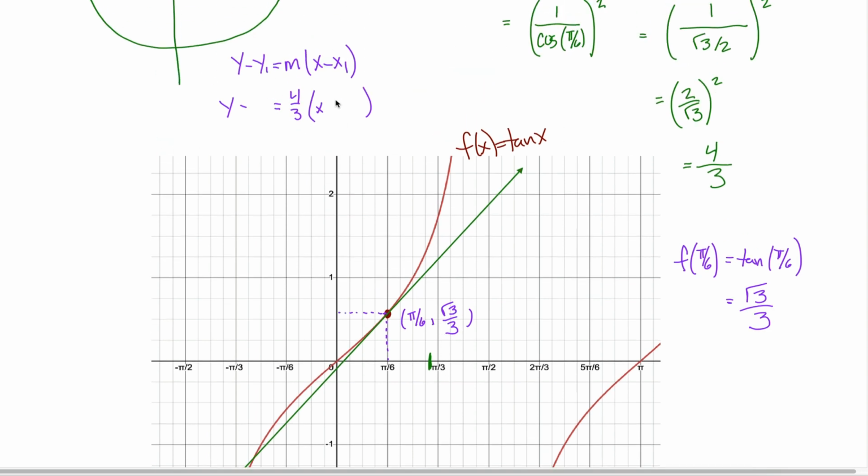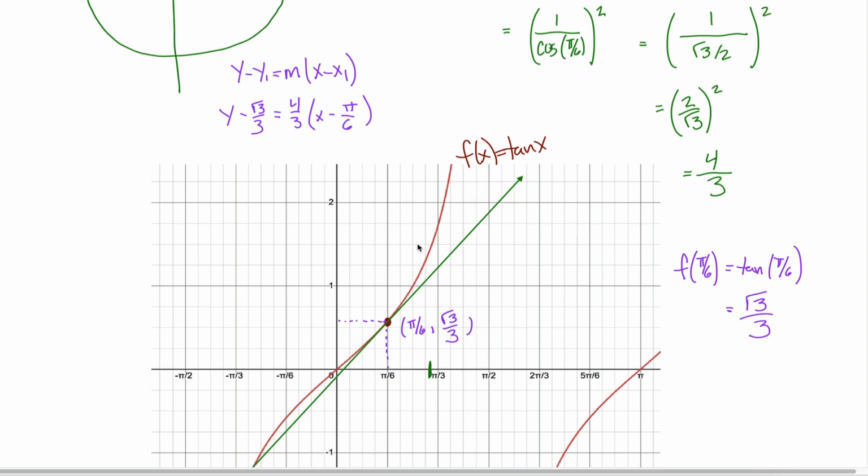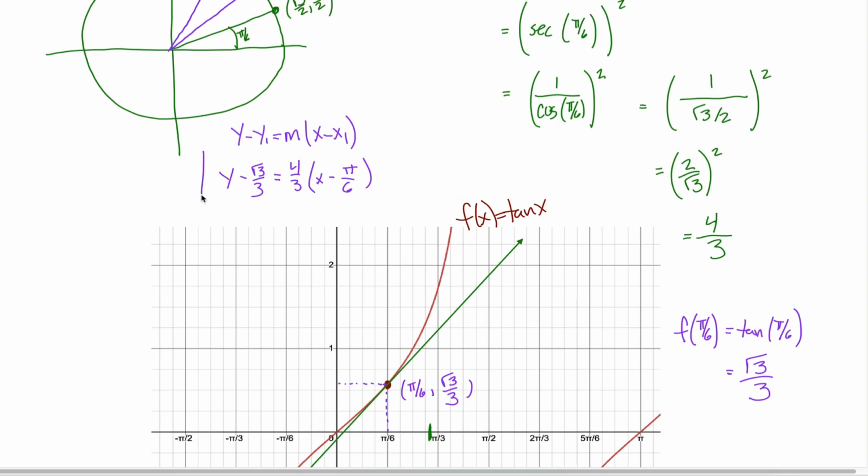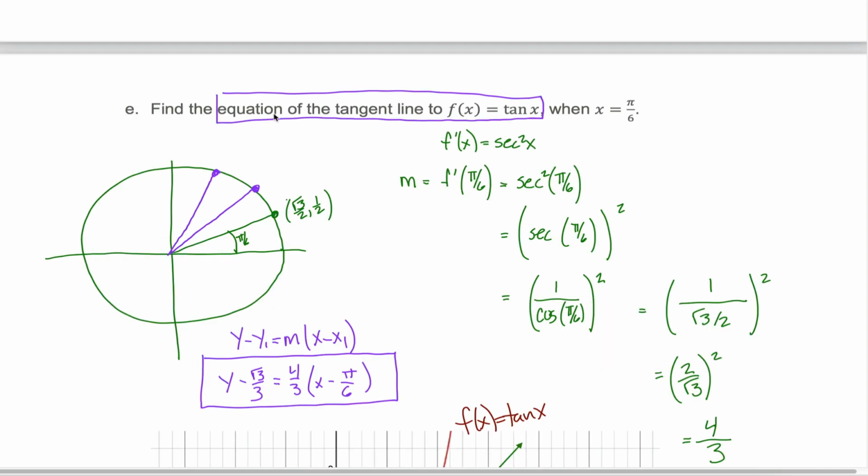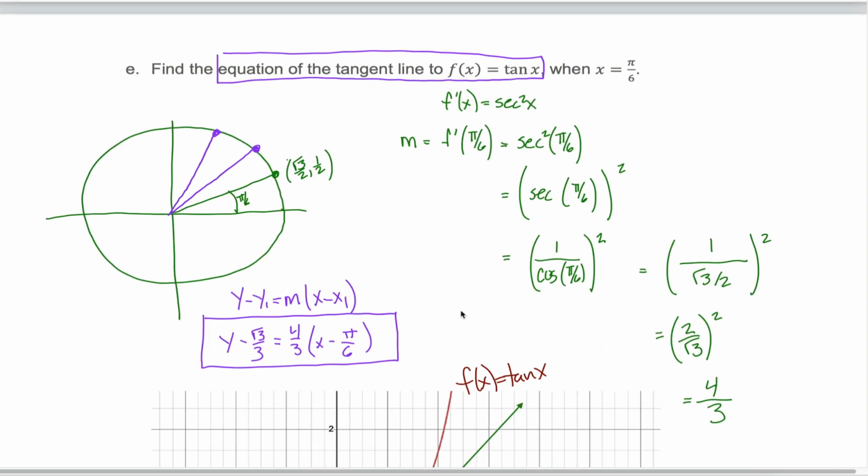So when I use my point slope form here and I'm plugging in for x1 and y1, in place of x1 I put a pi over 6. And in place of y1, I put root 3 over 3. Holy cow, that got so complicated. Yeah, it sure did. Good news is we're kind of done. I mean, this right here is an equation of this line. And the question said to figure out an equation of this line, so I guess we're done.